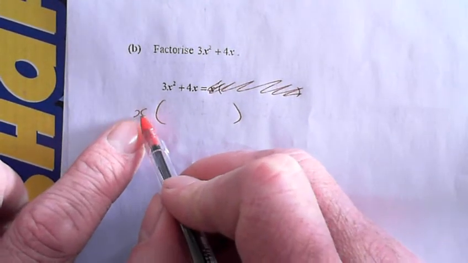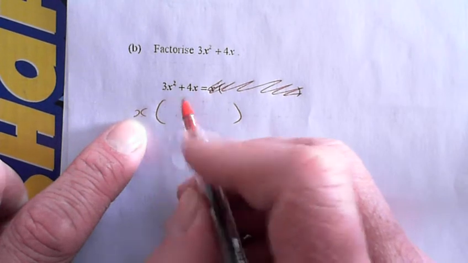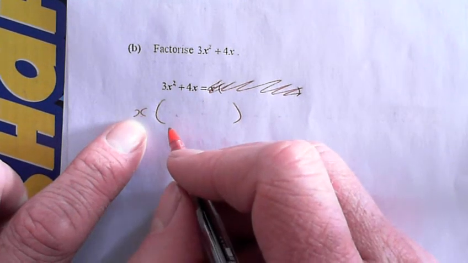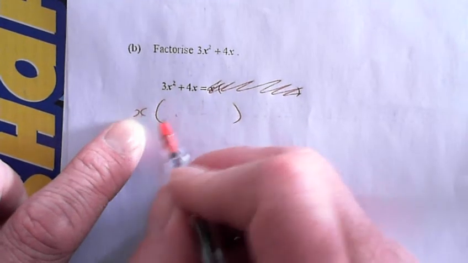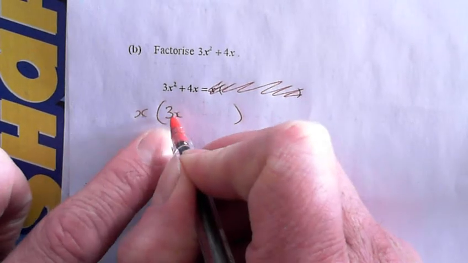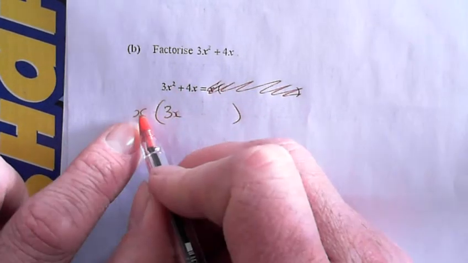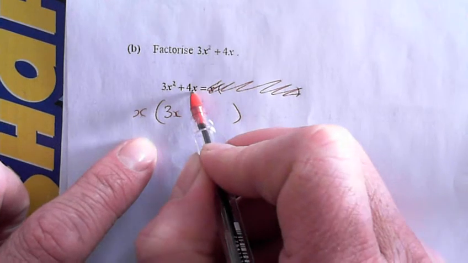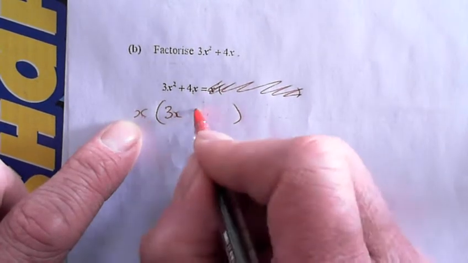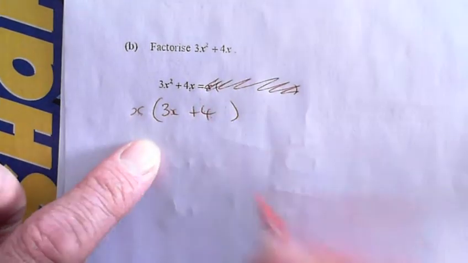Alright, so x times what is 3x squared? x times 3x is 3x squared. Now x times what is 4x? x times 4 is 4x, so that's my answer.